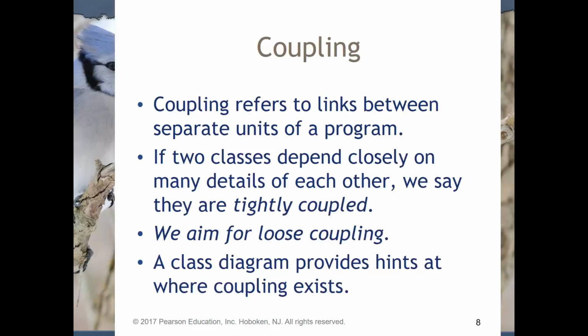So coupling. Coupling refers to links between separate units of code. If 2 classes depend closely on many details of each other, we say they're tightly coupled. We aim for loose coupling. The examples I've seen in here is when class A calls B, B calls A, or class A has to do exactly this in order to make class B work. Things like that are what you want to avoid.